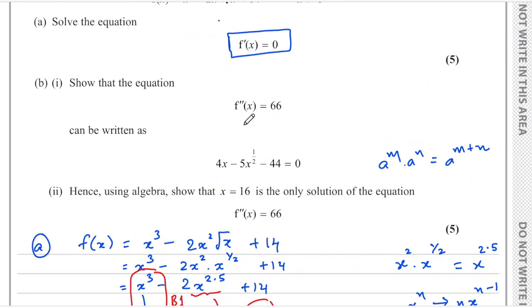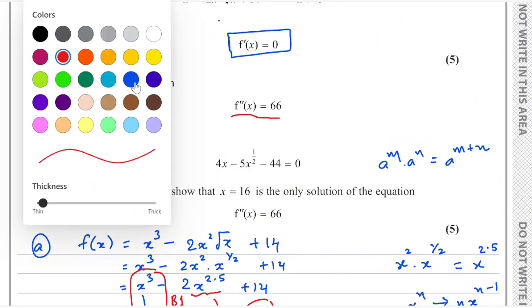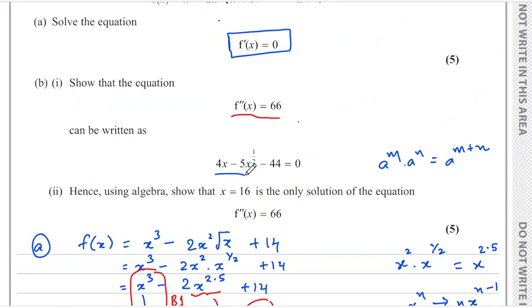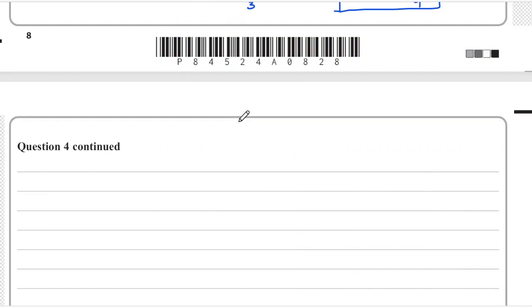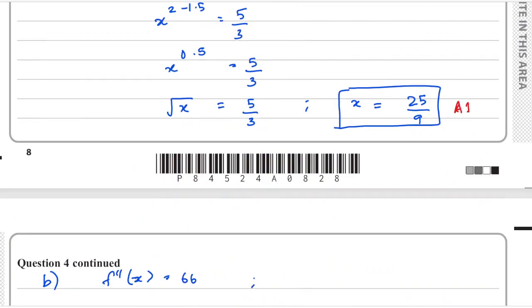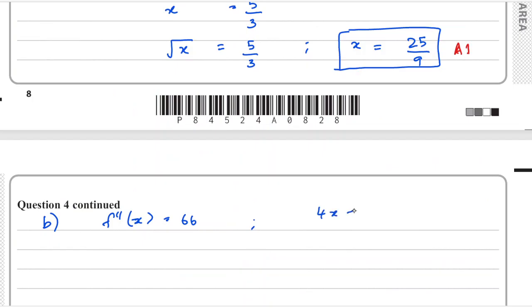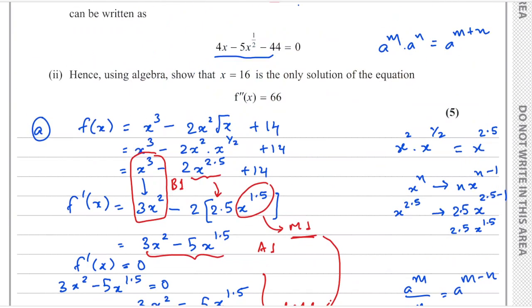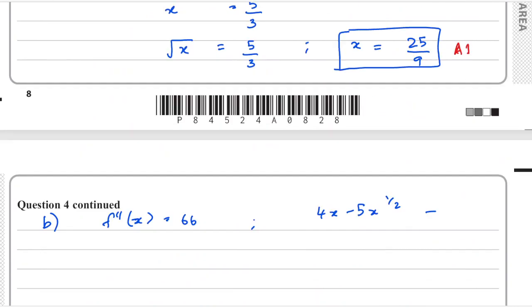Now the second part is we need to show that the second derivative equation equal to 66 can be written in this format. Okay, so this equation we need to show that it is written in the format 4x minus 5x to the power half minus 44 is equal to 0.